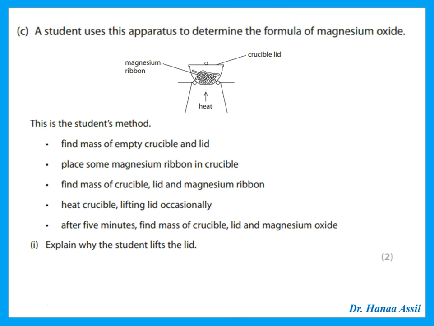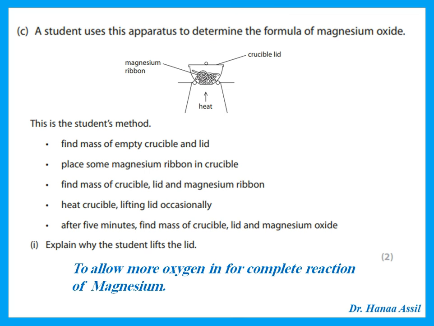First of all, why should he lift the lid from time to time? Remember, I'm trying to react the magnesium with what? With oxygen. So I need to lift the lid from time to time to allow more oxygen in for complete reaction of magnesium. I want all my magnesium to react. I don't want it to run out of oxygen. So I need to remove the lid from time to time to allow more oxygen in.